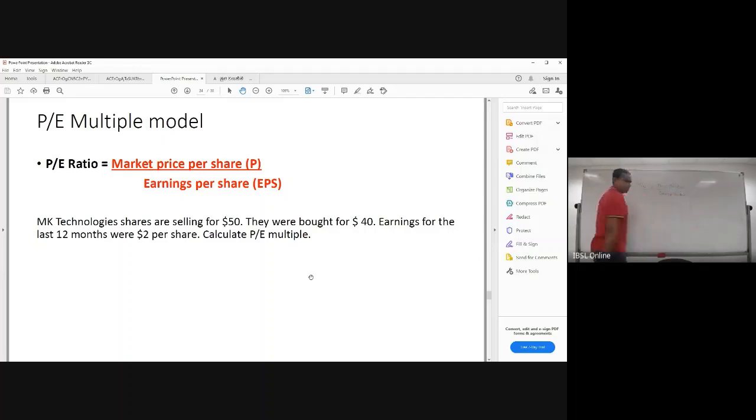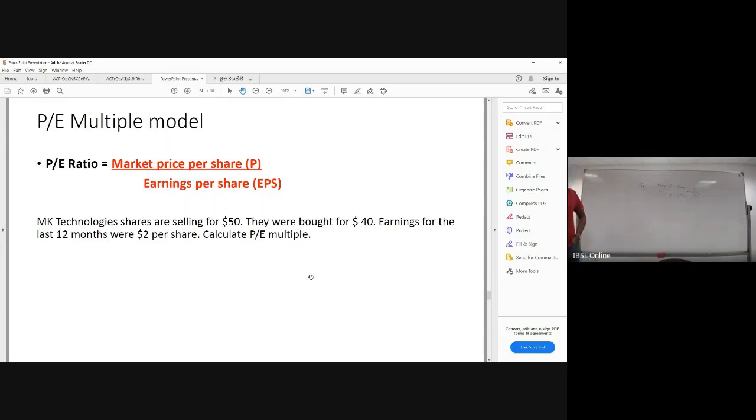This is one ratio you can look at. Price divided by earnings per share. So let's try this example. MK Technologies shares are selling for $50. They were bought for $40. Earnings for the last 12 months were $2 per share. You have to calculate PE.